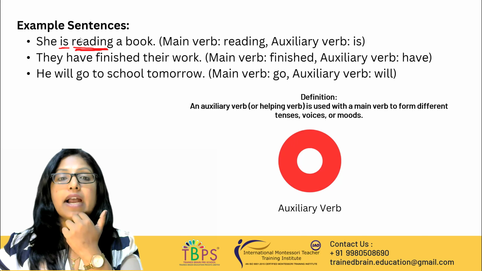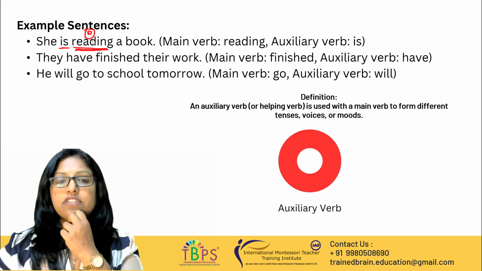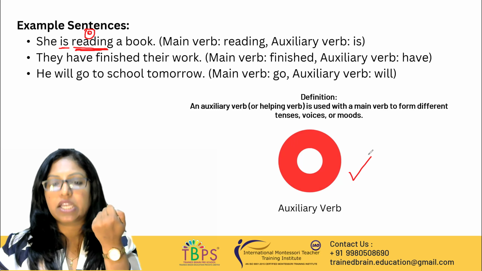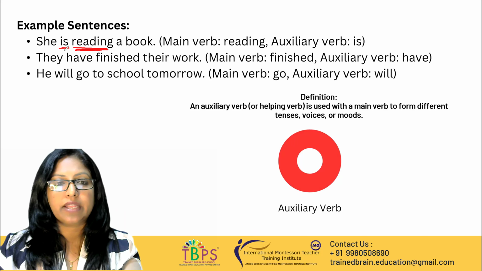So how do I write it? I have to take a red circle, which has a white inside. So this is how I differentiate. This is the symbol that you have to use if it's an auxiliary verb. Okay, so is this an auxiliary verb? So you have to put here, reading is the main verb.